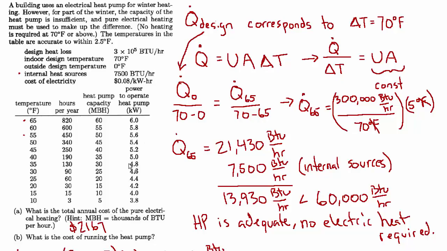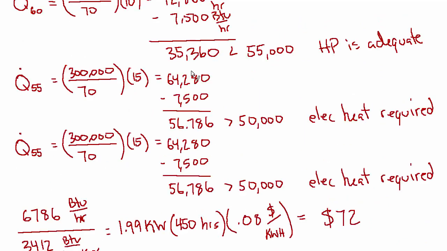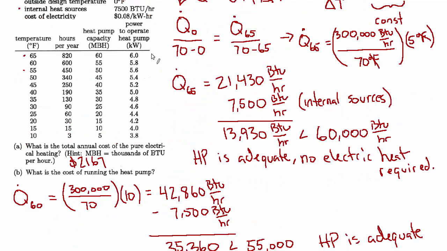Now for part B, they ask, what is the cost of running the heat pump? So how do we want to approach the question of the heat pump operation cost? Well, you'll notice for each one of these rows, they told us how much power is required to operate the heat pump in kW, which is great. And we also know the number of hours per year that the outside conditions are at that temperature. So if we take kW times hours, we'll have kilowatt hours. And then we know the cost per kilowatt hour is 8 cents. So it seems like we can just multiply those three figures together and we will have the cost.